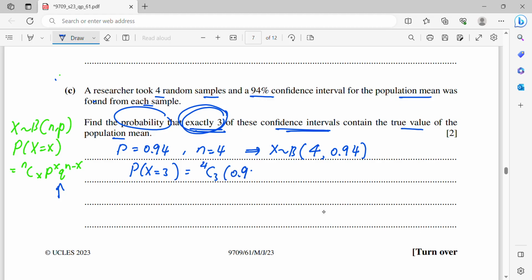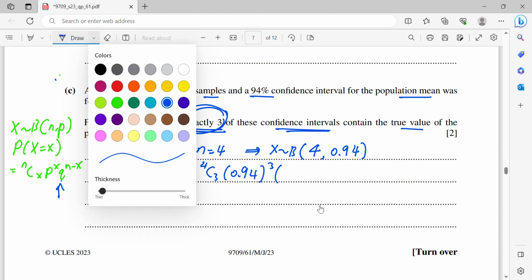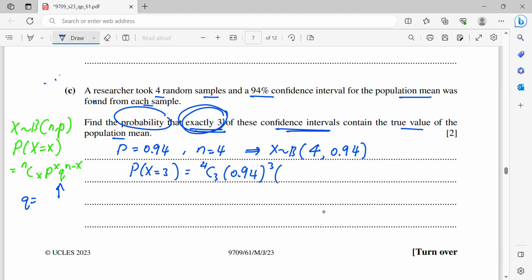The p is 0.94, so 0.94 to the degree of 3. Then q is basically 1 minus p, so q is 1 minus 0.94, which is 0.06. So I will write 0.06 to the degree 1. When you calculate this value to 3 significant figures, you'll get 0.199. So that's the probability for this question.